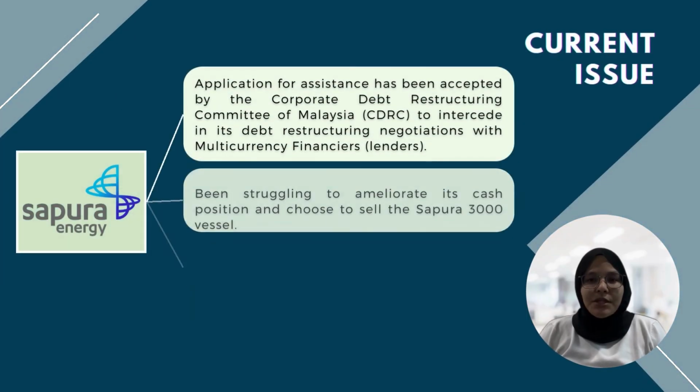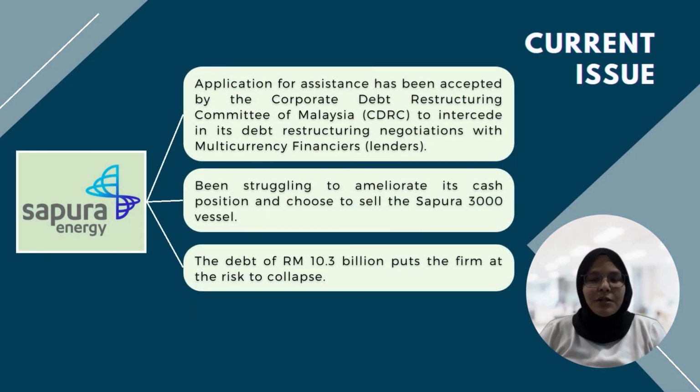The current situation that we can relate to regarding capital structure issues is how Sapura Energy Berhad, an oil and gas service provider, precariously needs to restructure its debts to save the company. Recently, the firm applied for assistance to the Corporate Debt Restructuring Committee of Malaysia, also known as CDRC, and it has been accepted. This is to intercede its debt restructuring negotiation with multi-currency financiers as its lenders.